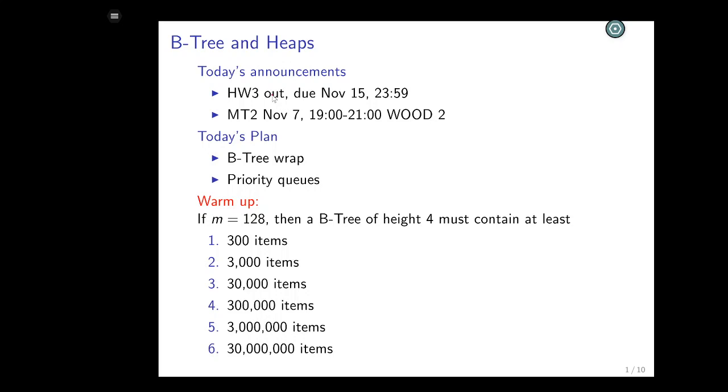So the warm-up for the wrap-up is: if I have a B-tree with maximum 128 children per node, so this is an M-ary tree with M is 128, then I'm asking, if I have such a tree of height 4, what's the smallest number of items, key-value pairs, that could be in that tree? So it has to contain at least some number of items. And there are 6 choices. It's a lot of choices.